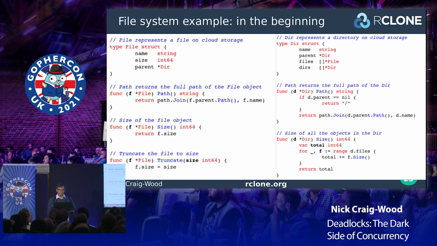On the right, we see the definition of the directory struct. This has a name, parent directory, a slice of files it contains, and a slice of directories. It has a path method for returning its full path, and it needs to find out the path of its parent here too. It also has a size method, which adds up the size of the files in the directory. There's no locking in the code above, but a few runs with the race detector reveal that locking is needed.